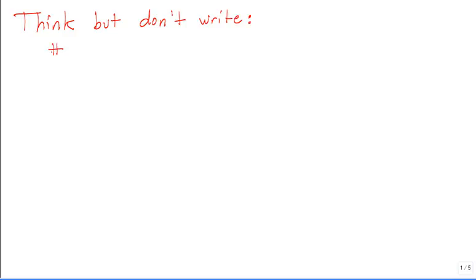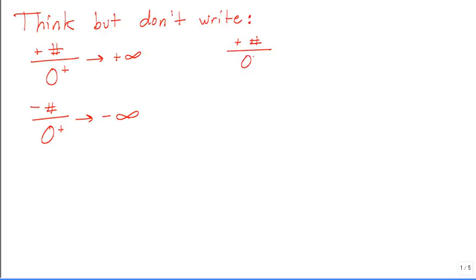If you have a positive number over 0 on the positive side, that's going to go to positive infinity. If you have a negative number over 0 to the positive, that's going to go to negative infinity, because that's on the negative side of 0. If you have a positive number and you're going to 0 from the negative side, that's going to be negative infinity. If you have a negative number and you're going from 0 on the negative side, then that's going to go to positive, because two negatives make a positive.